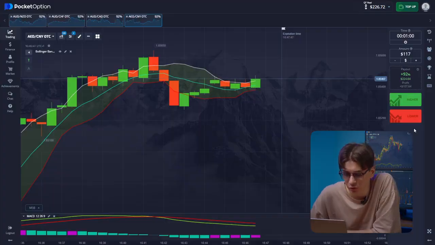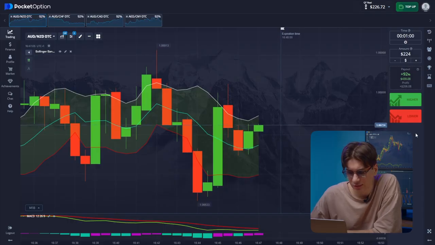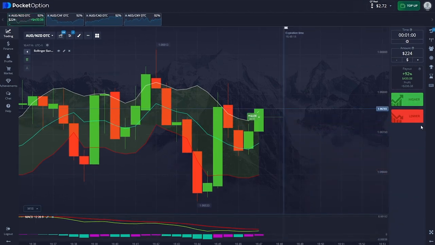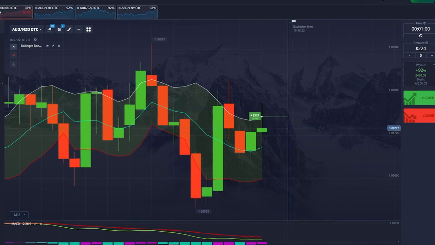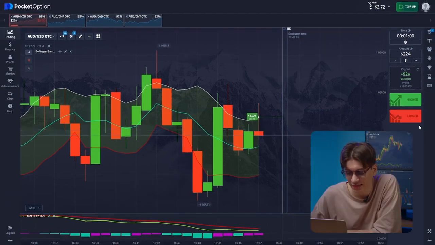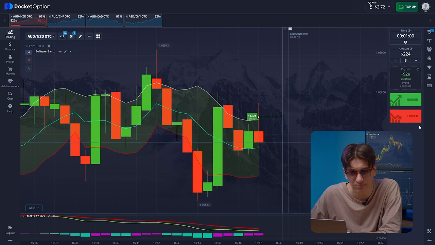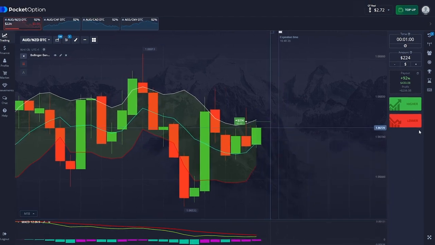Alright, the dirham and yuan currencies don't seem reliable, so I'm switching to the Aussie-Kiwi pair. Changing the trade amount. Looking at the chart. Okay, hitting the higher button. Buyers found a resistance level and took a break. Now they're ready to try again, so we're expecting an upward candle.